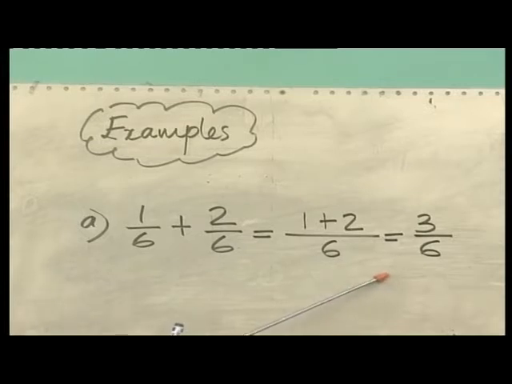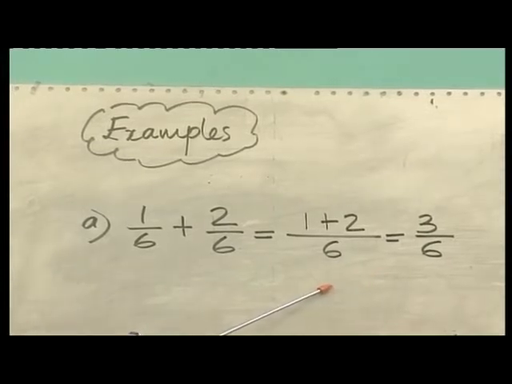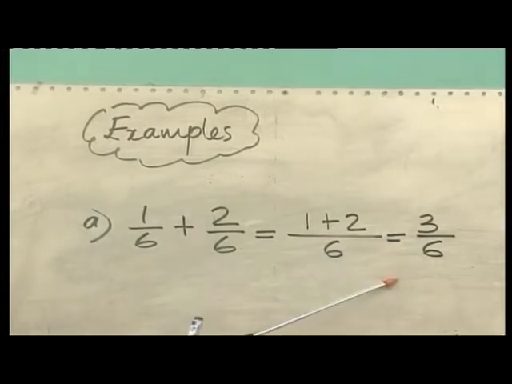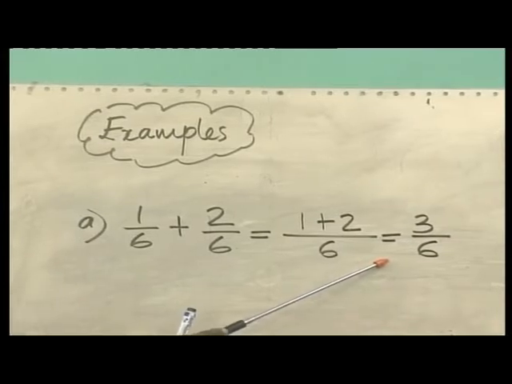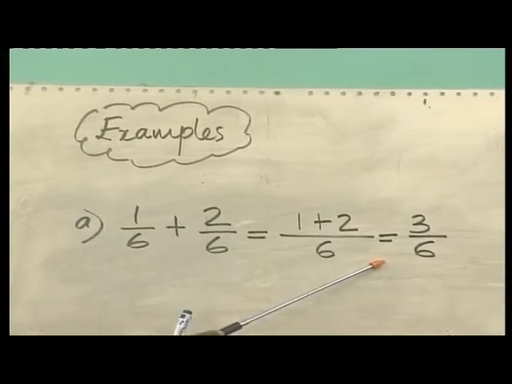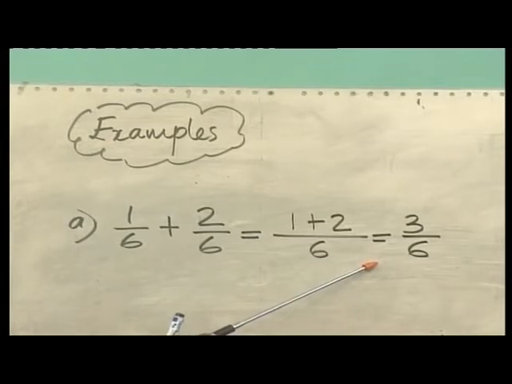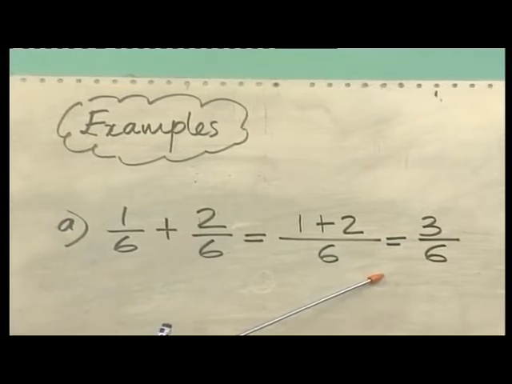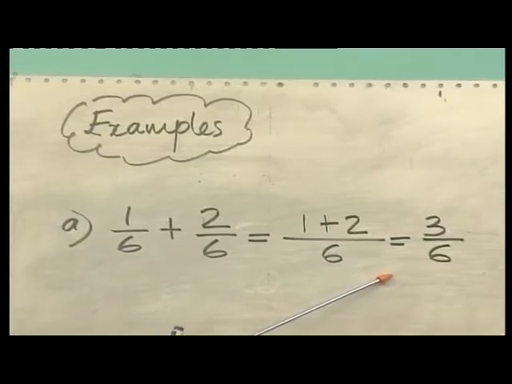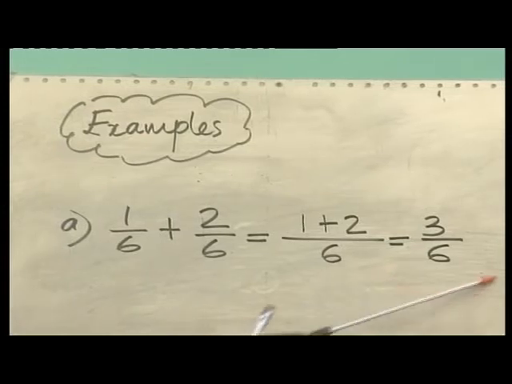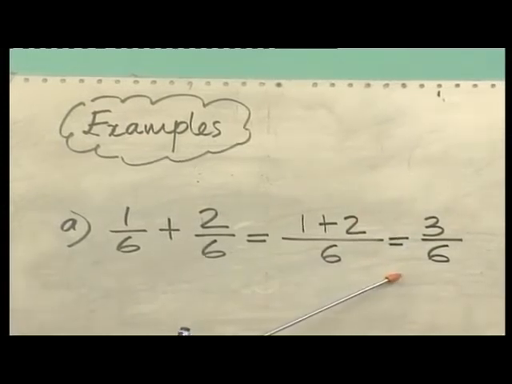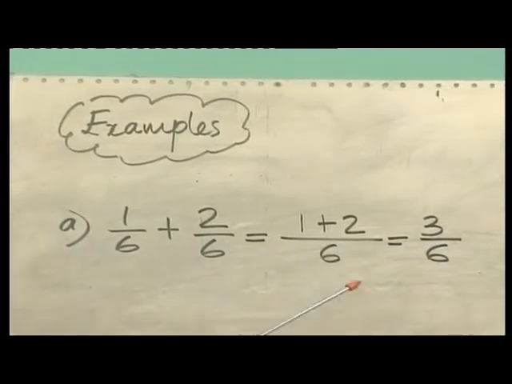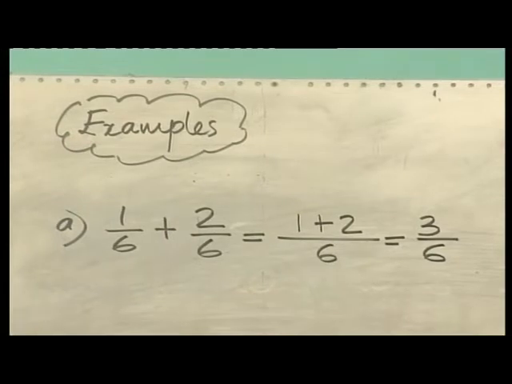So let us look at this example A here. Is this fraction here an improper fraction? No. It is not an improper fraction. Can we simplify this fraction to its simplest form? Yes. Yes, we can simplify this fraction to its simplest form. So 3 over 6. If we simplify this fraction to its simplest form, how do we simplify it?